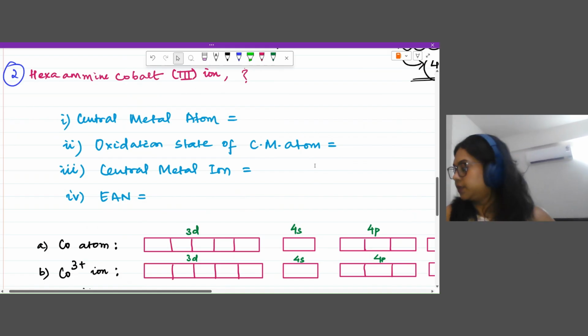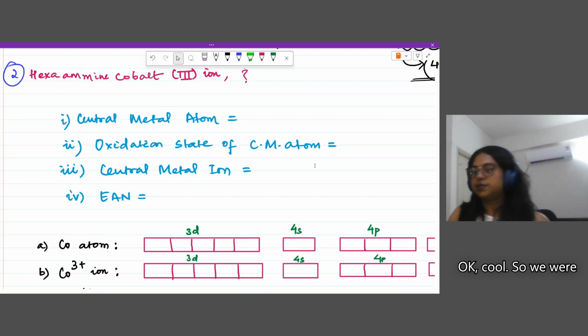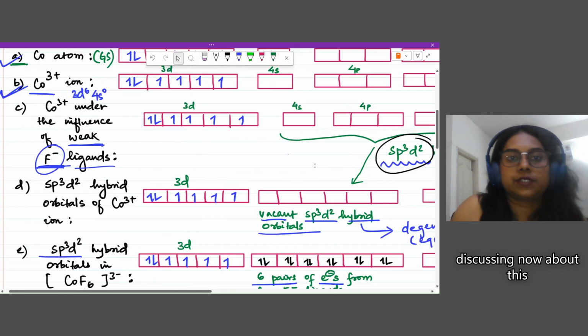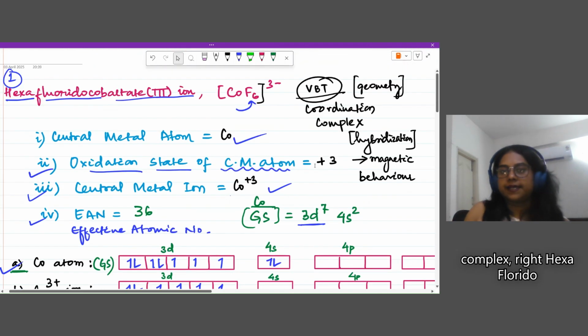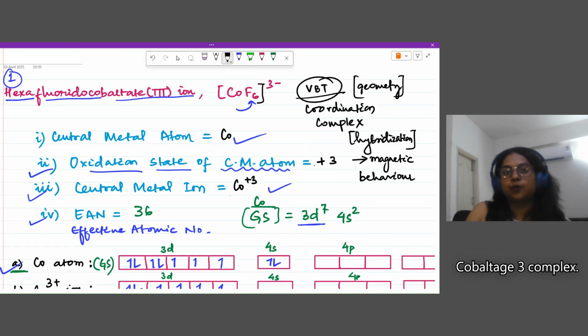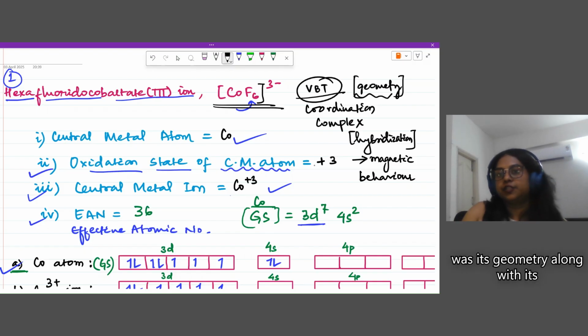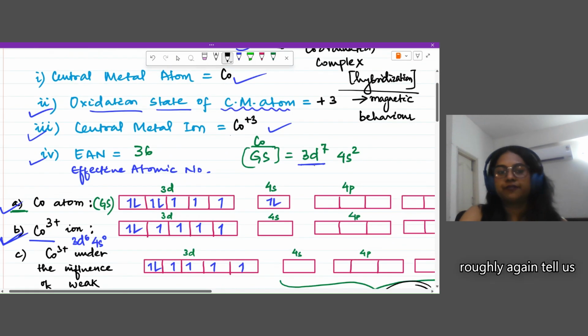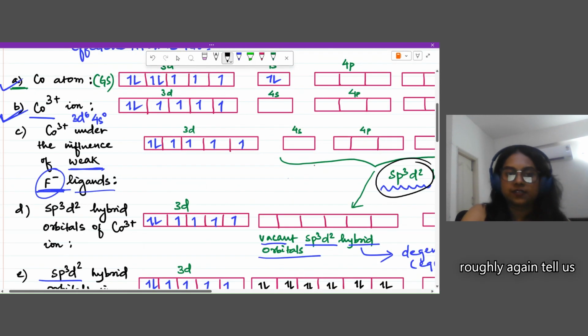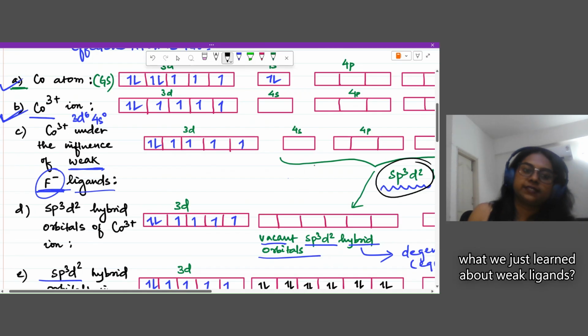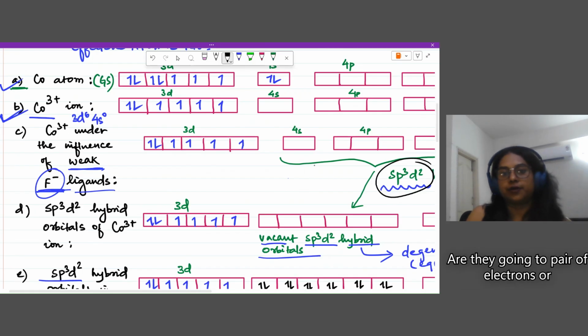Yes. Okay, cool. So we were discussing this hexafluoridocobaltate(III) complex, and what we just discussed was its geometry along with its hybridization. Can you roughly tell us again what we just learned about weak ligands? Are they going to pair up electrons or not?